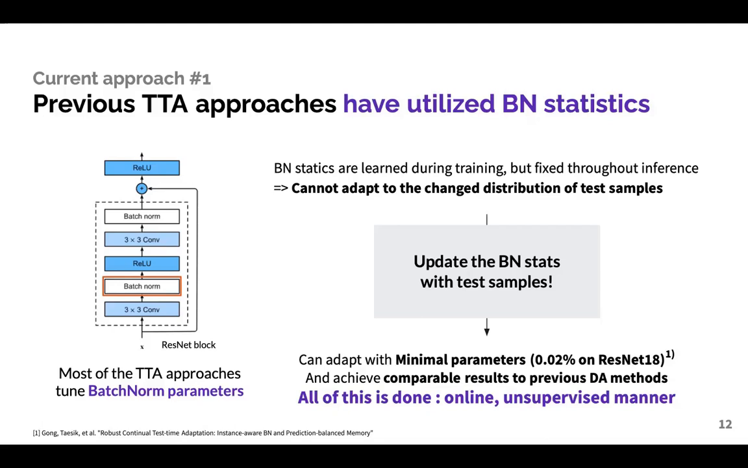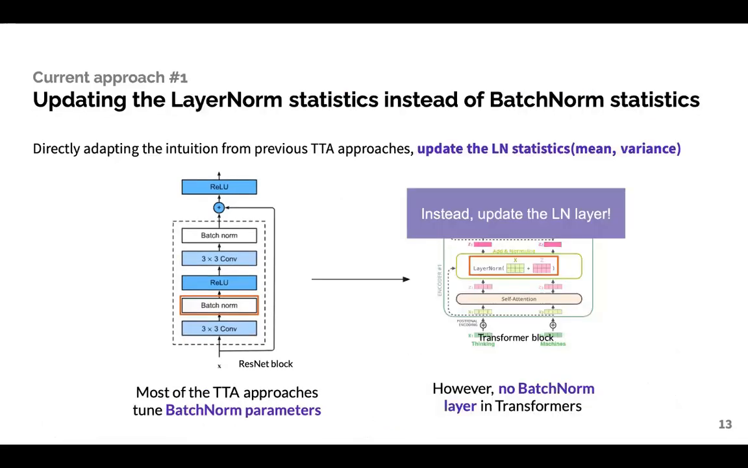And training only the batch normalization statistics with freezing the rest of the parameters. This is extremely efficient since BN parameters only take up a small portion of the whole model. But with updating them, we can achieve comparable accuracy to other DA methods. But this cannot be directly applicable to transformer-based models because they do not have batch normalization layers.